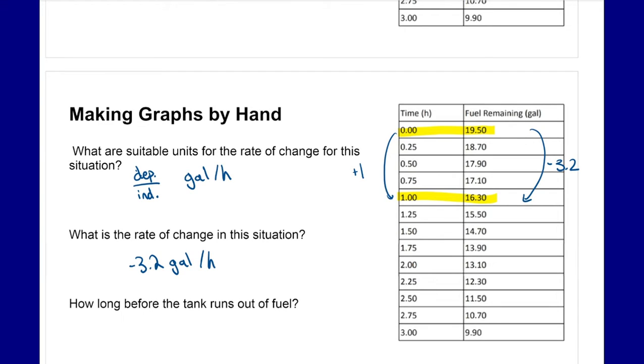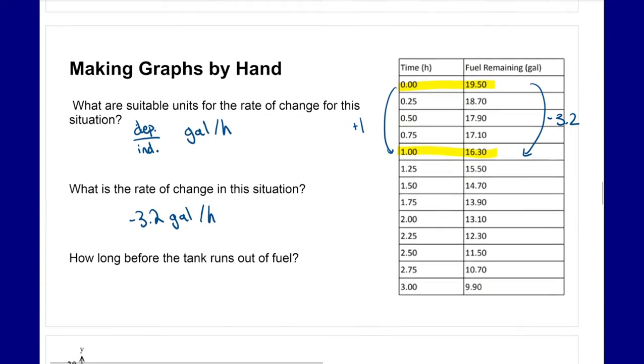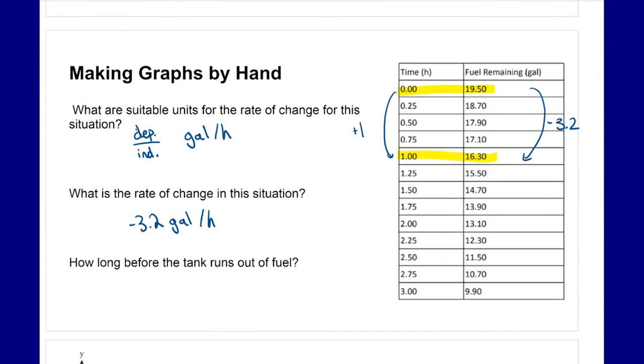Now, how long before the tank runs out of fuel? There are different ways we could do it. We could continue this pattern. We could come up with an equation. If we know the rate of change and where we start, we can figure out how many times 3.2 goes into 19.5. We do some division there. Looks like it's around 6 hours.